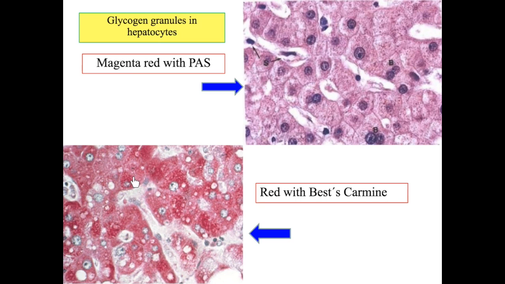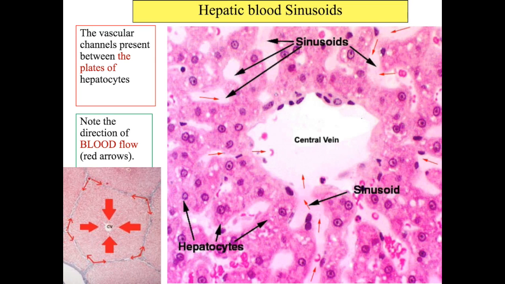These granules are red in color, and these represent the glycogen granules present in the hepatocytes, and this is the nucleus, of course, and this is the hepatocyte, and these are the blood sinusoids. So if it is magenta color, it is PAS. If it is red color, it is Best carmine. This is a very nice picture to demonstrate the blood flow in case of the classic hepatic lobule.